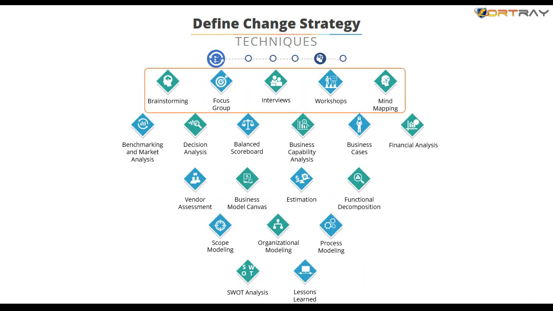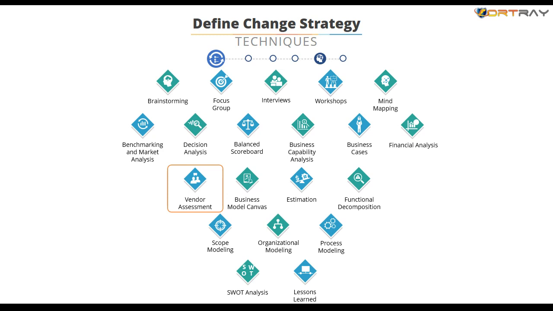Brainstorming, focus groups, interviews, workshops, and mind mapping techniques may be used to define solution scope and to develop change strategy. Benchmarking and market analysis and decision analysis techniques may be used to make decisions about selecting the appropriate change strategy. A balanced scorecard may be used to define the metrics that will be used to evaluate effectiveness of the change strategy. The business capability analysis may be used to prioritize the capability gaps. The business cases are used to capture information about the recommended change strategy and other potential strategies that were assessed but not recommended. The financial analysis is used to understand the potential value associated with the change strategy.